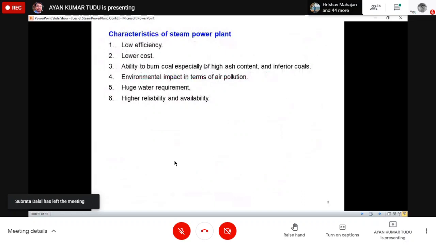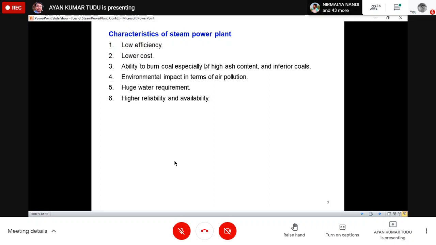That's why the fourth point, environmental impact in terms of air pollution, should be as low as possible. Fifth is our huge water requirement. As you can see, the exhaust steam that is coming out from the LP turbine is going into the condenser, and in the condenser we have to cool it. Because of that, a huge amount of water is lost in this steam power plant, and to make up for that we need a fresh supply of water.